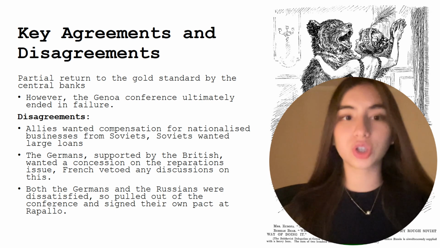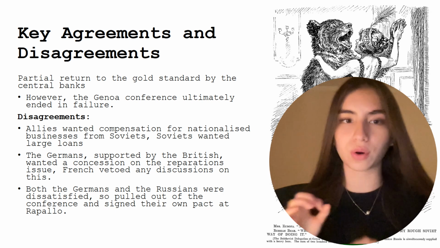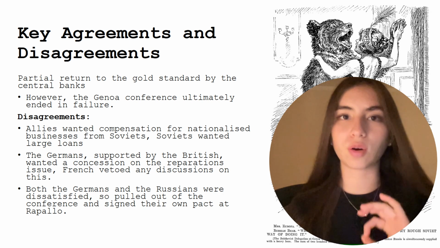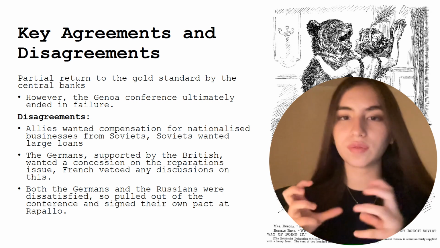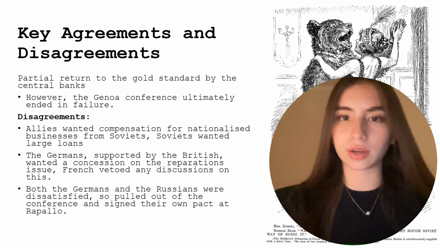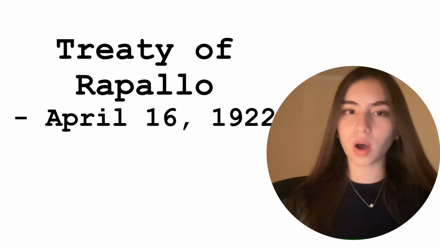So both the Germans and the Russians were dissatisfied for their own reasons. So they both pulled out of the conference and signed their own pact at Rapallo. And it is the Treaty of Rapallo, the fact that the Genoa Conference was sidelined basically by the Treaty of Rapallo, that ultimately led to the Genoa Conference's failure. So what was the Treaty of Rapallo?